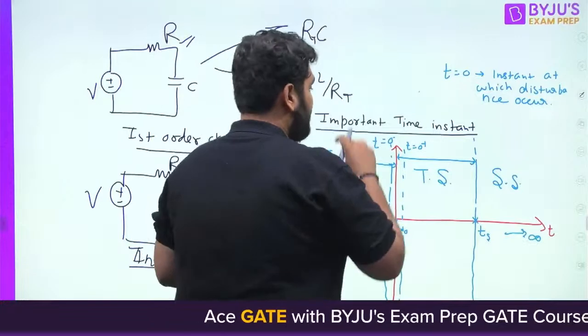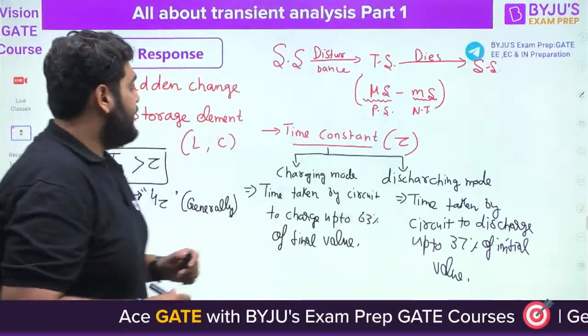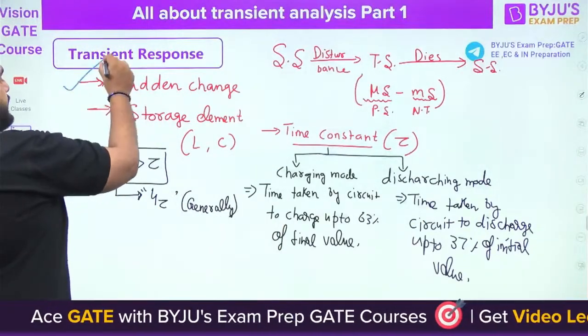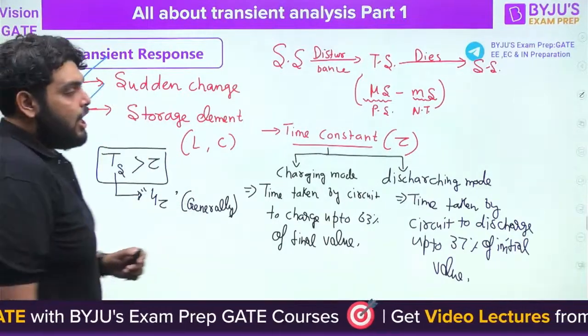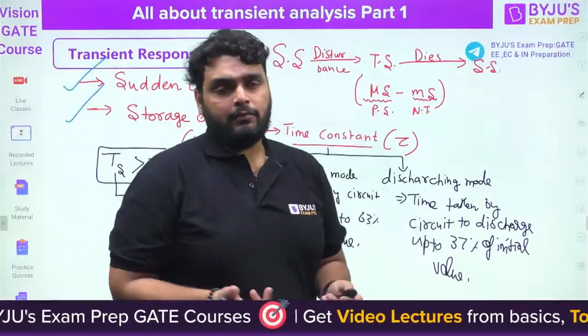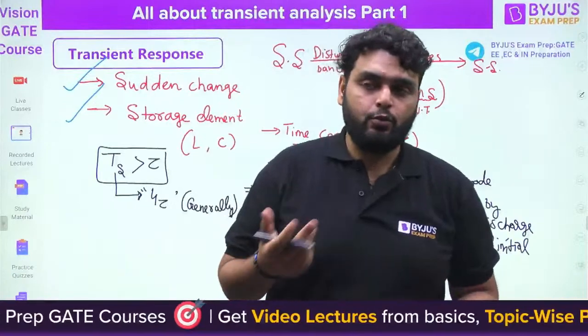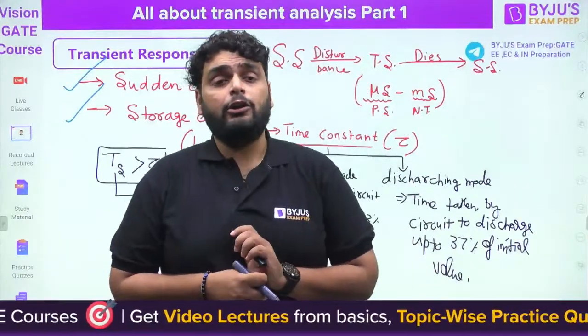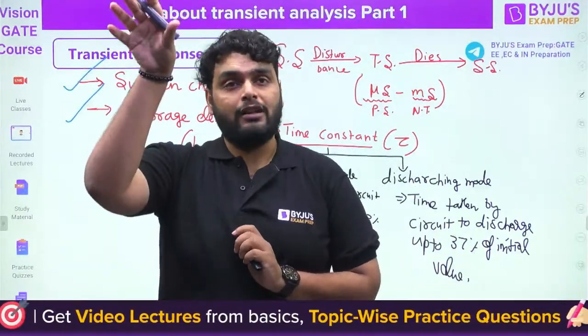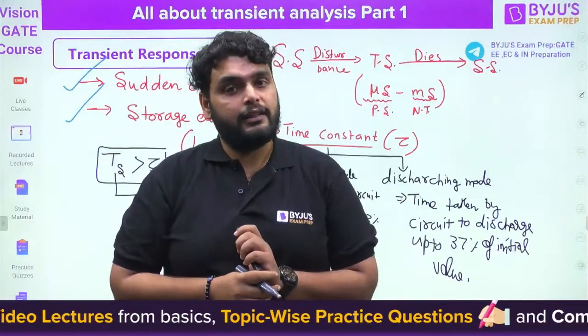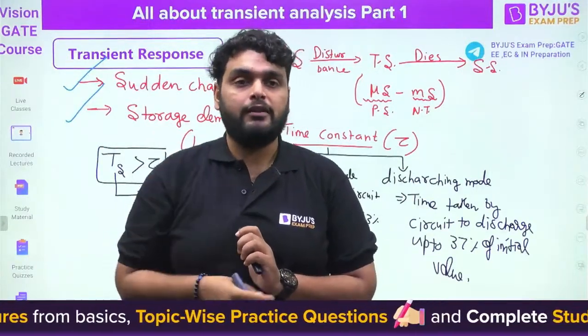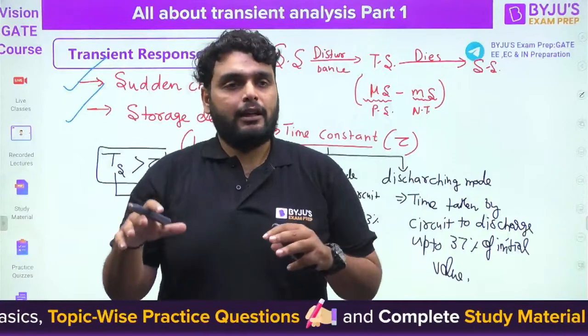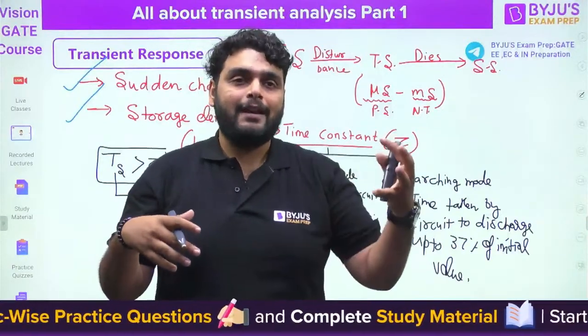Now one more point. I told you transient occurs because of these 2 things: a sudden change and a storage element. The sudden change is in our hands. We can provide a short circuit, or do switching on and off. Although lightning on a transmission line also creates a transient, so that is also part of transient analysis. That is something we can create, or that can happen naturally.